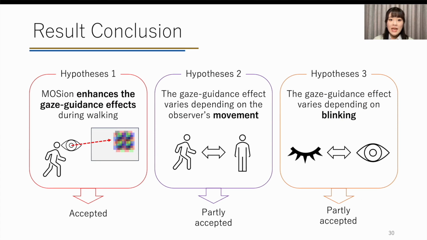The results of the experiment are concluded as shown. The first hypothesis was accepted because the correctness of the participants' focus points was significantly higher for MOSion in all images. The second hypothesis was partly accepted as the changes in the projection were observed except for the scenery image. Participants also mentioned noise-like changes with multiple colors mixed in.